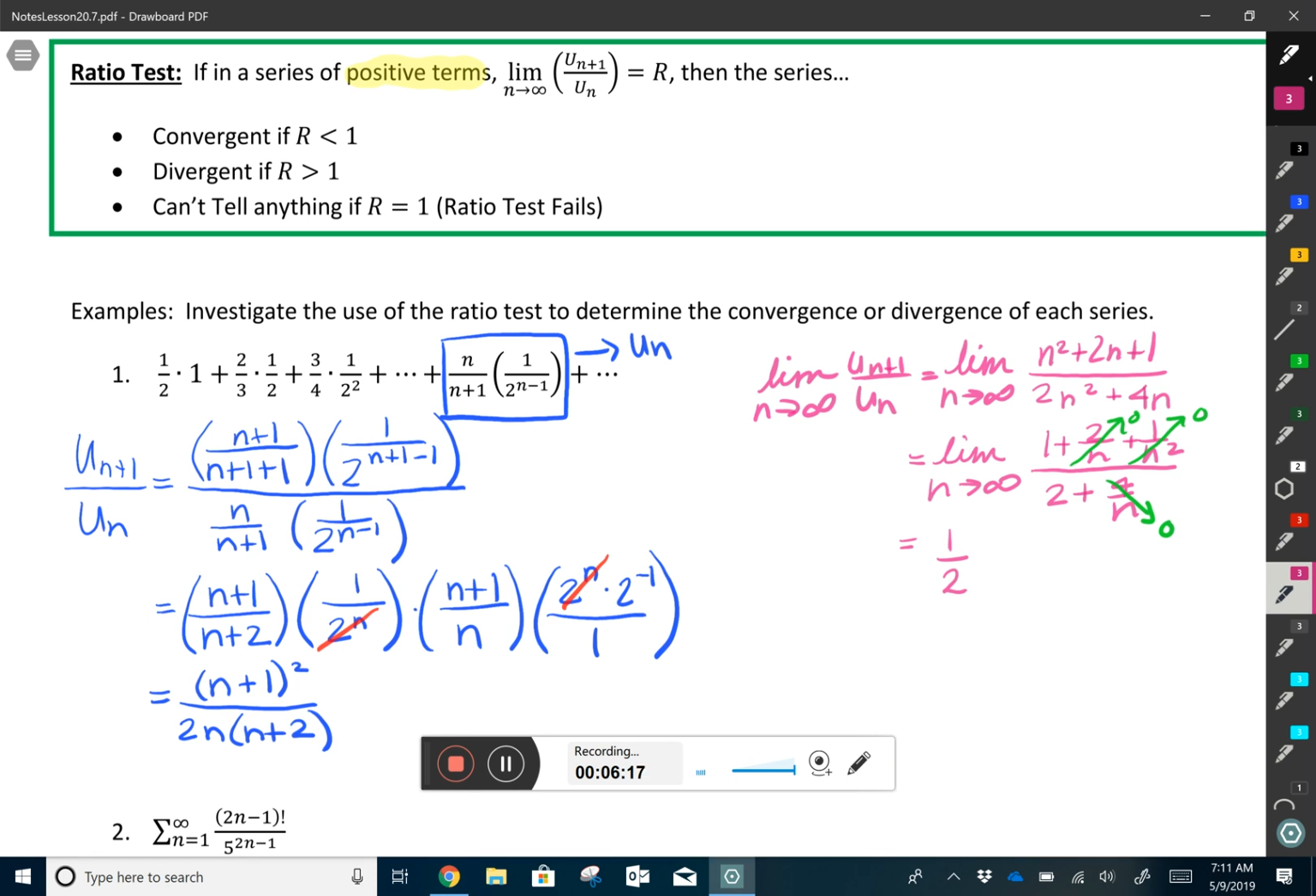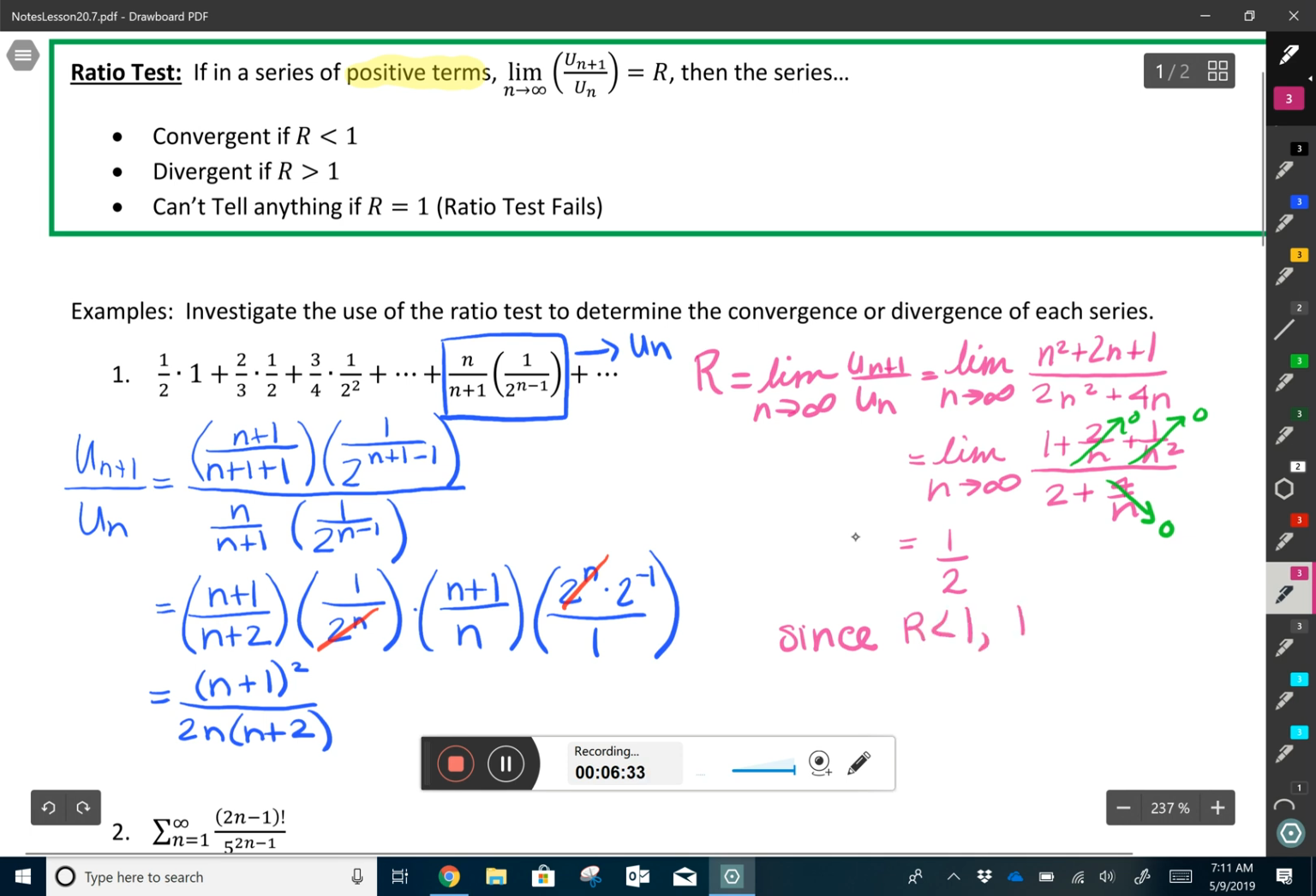Since the limit is equal to 1/2, that falls in the classification of r is less than 1. So we can write, actually I'm going to define this here as r. Since r is less than 1, the series converges by the ratio test. And there we have it.